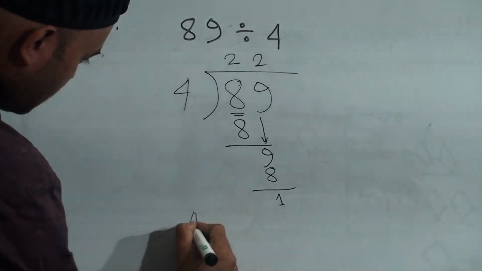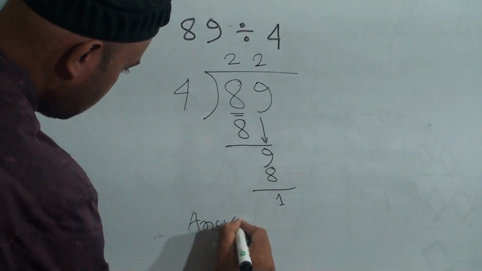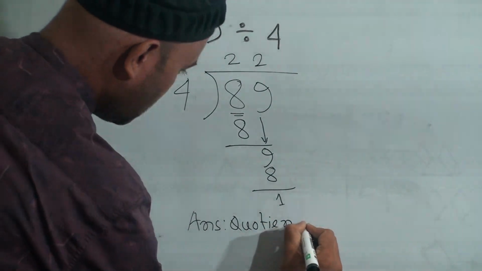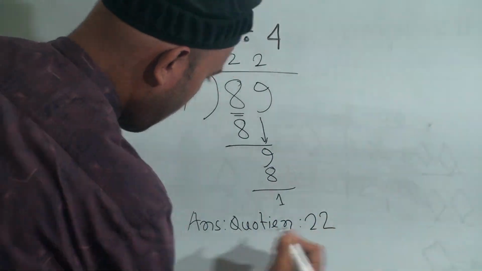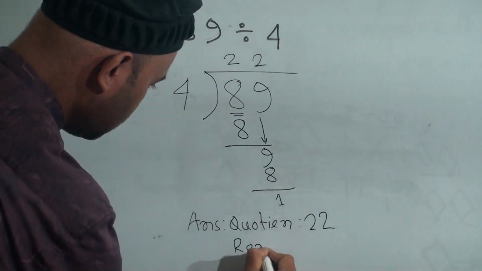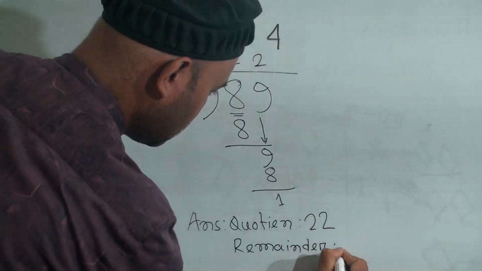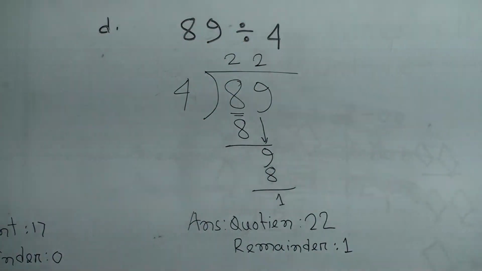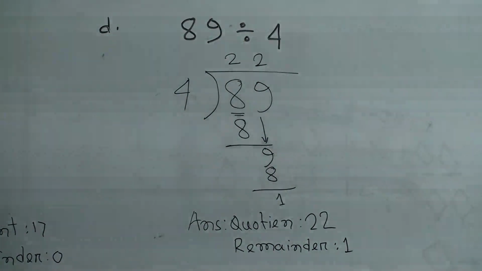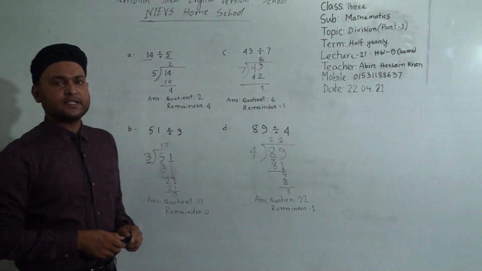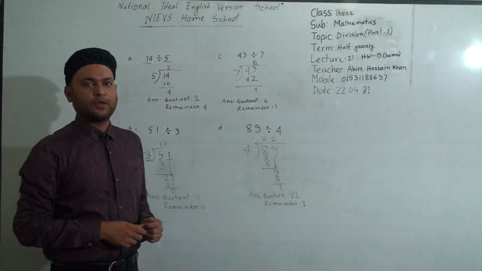So the answer is quotient 22 and the remainder is 1. My dear students, hope you understood the process of division. Practice at your home more and more to solve this type of problem.